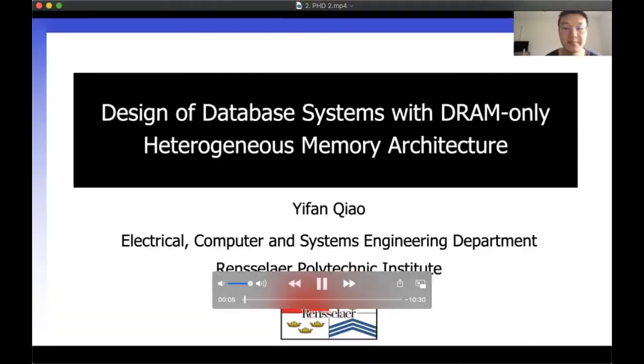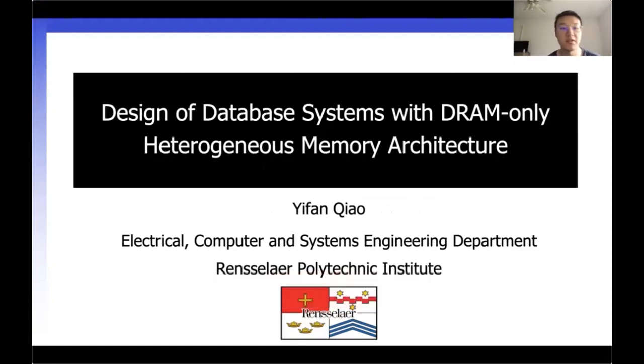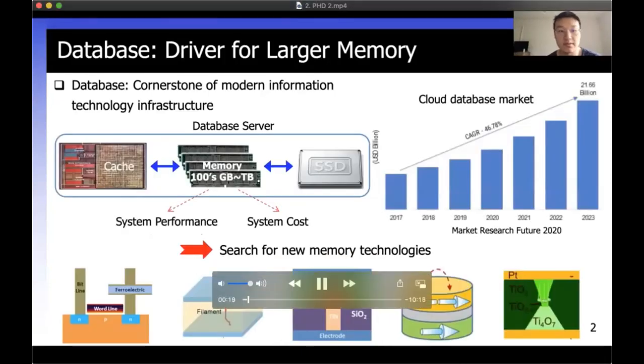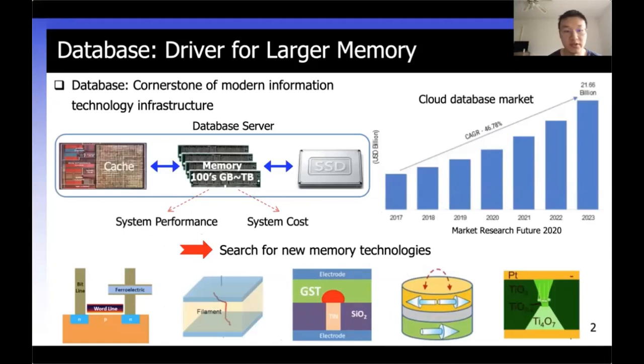Hi, everyone. My name is Yifan Chao. I'm from Rensselaer Polytechnic Institute. It's my great honor to present my research in the SD PhD forum. So we all know that memory plays a very critical role in computing systems, especially databases. As a cornerstone of modern information technology infrastructure, database relies on the deployment of a large amount of memory in order to achieve high performance. As a result, memory heavily influences the performance and cost of database systems.